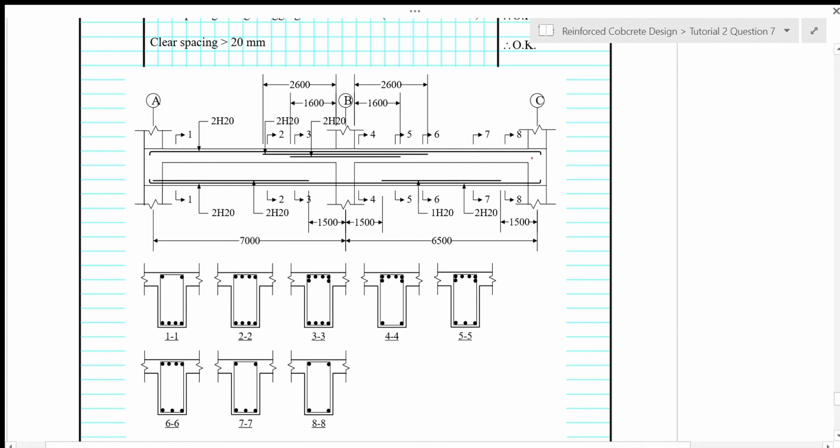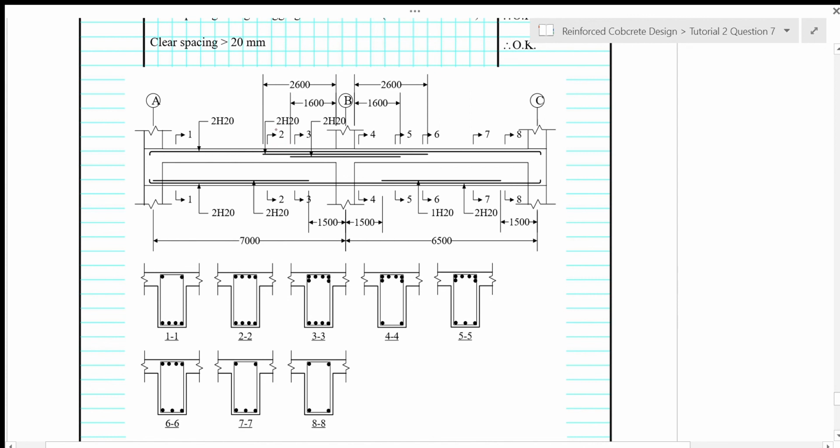And then for the cross section, we look from left to right to see if there are any changes in steel arrangement. If there is a change in steel arrangement, you have to provide a cross section. So cross section 1 here is shown in this diagram, where you have 4H20 at the bottom and 2H20 on top. And then from here to here we have additional bars.